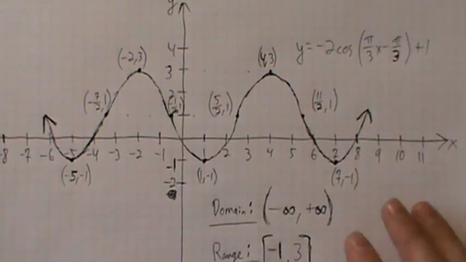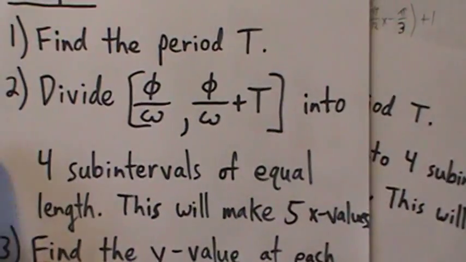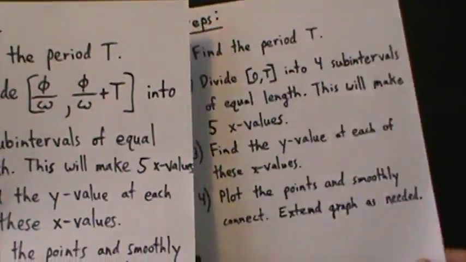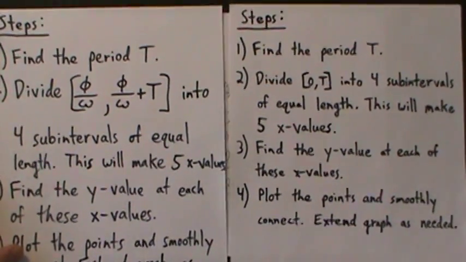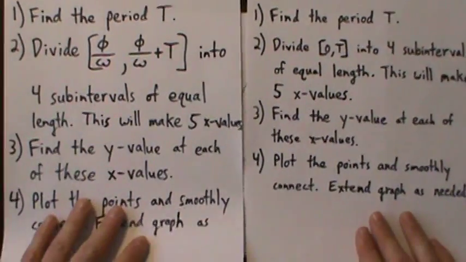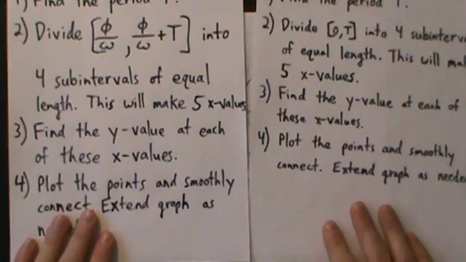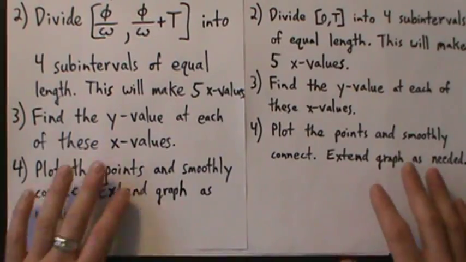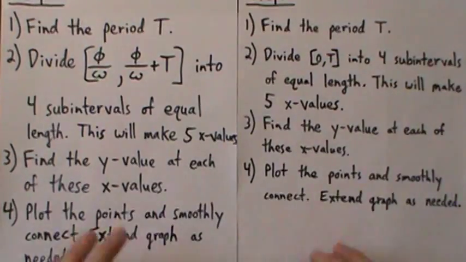Now that's really it for this problem, but there are some things I want to point out, some similarities here. Let's zoom out a little bit. These are the steps that we use for this problem with the phase shift. These are the steps that we used earlier with the other problems like this without a phase shift. Let's see what's the same and what's different. Step 1, find the period T, exactly the same. Let's skip step 2. Step 3, find the y value at each of these x values, exactly the same. Step 4, plot the points and smoothly connect, extend the graph as needed. That's exactly the same. Steps 1, 3, and 4 are literally identical, whether we have a phase shift or no phase shift.